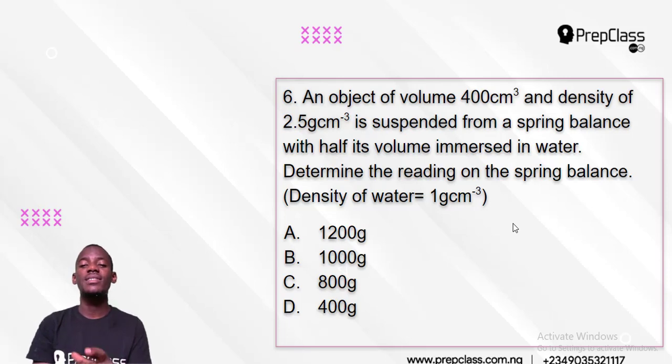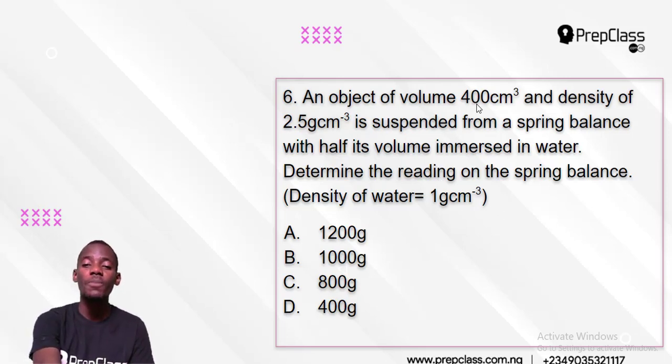Now let's talk about this. The first thing to do in this question is to find the mass. You can see the target of this question is to find the mass. Right now, there's an indirect way by which a spring balance can be used for finding mass, but generally a spring balance is the instrument for finding weight. But weight can be converted into mass. Right now we will find the mass of this object.